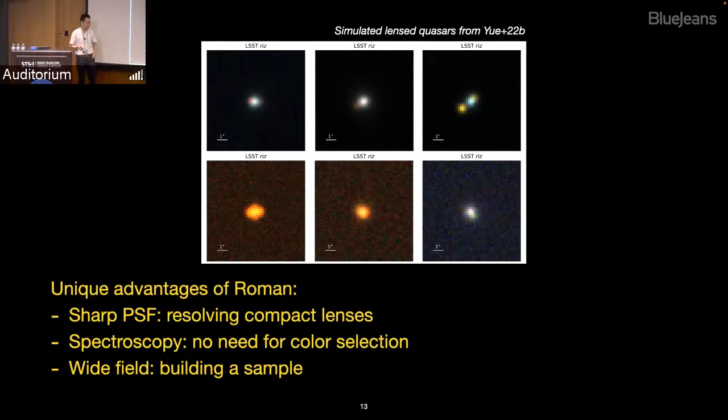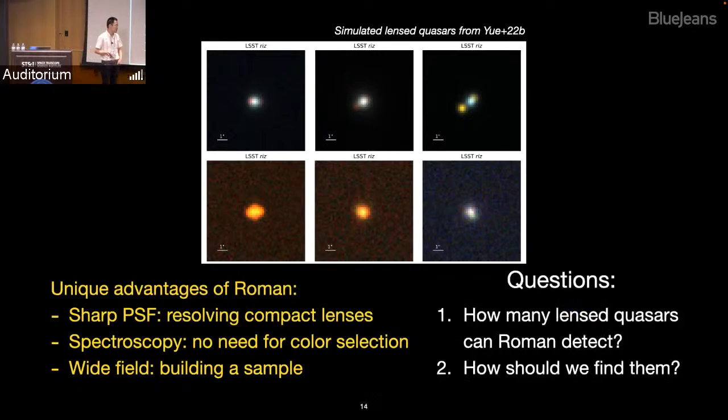I should also mention that Roman has a pretty large survey area, allowing us to build a good sample of these objects. Motivated by these considerations, I asked myself, how many lens quasars at high redshifts are we going to be able to detect with Roman? And how should we find these objects?